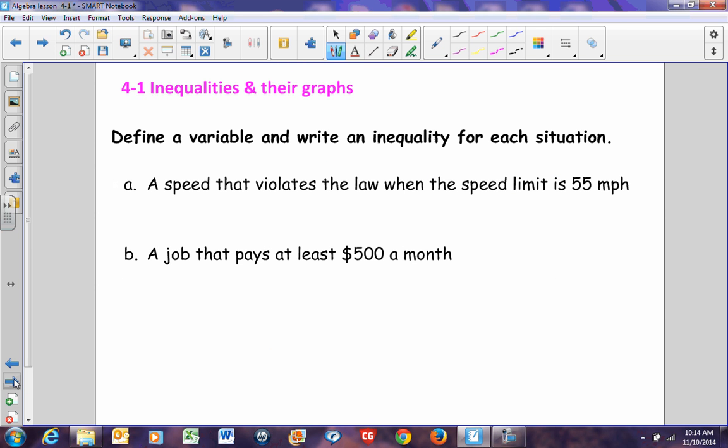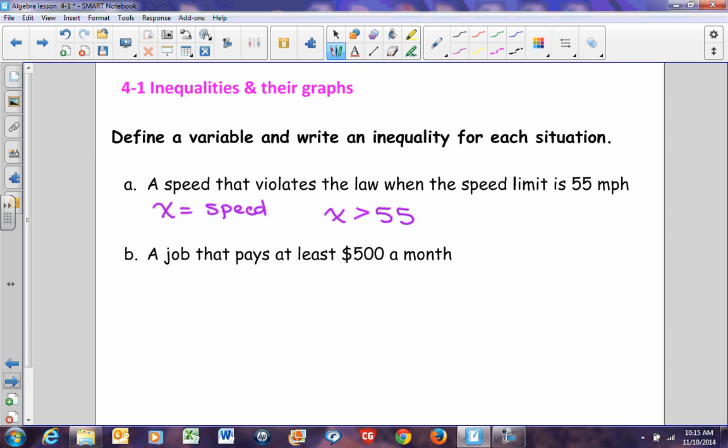And the last thing we need to do is be able to define a variable and write an inequality. So it says a speed that violates the law when the speed limit is 55 miles per hour. First thing you have to think about is what speed would violate the speed limit? Well, if the speed limit is 55, what would violate it would be anything over 55 miles per hour. So I'm going to let X equal the speed. So anything over 55 miles per hour. You can drive 55 and still be within the limit, but you can't drive 56. So it's not a greater than or equal to, it's just a greater than. It would be X is greater than 55.